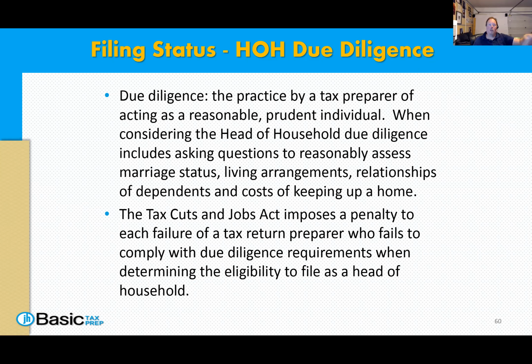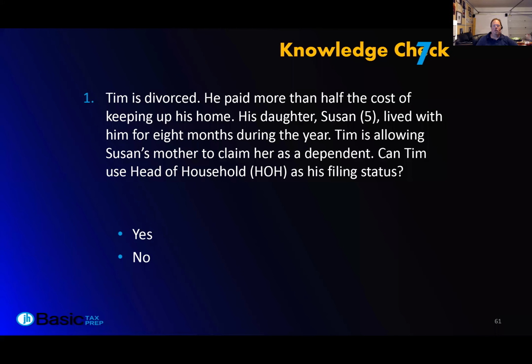So thank you, Pam. That is a very good suggestion. So I can use the same basic one for both of them. Like I said, I'm trying to make it as easy as possible for you guys. So Tom is divorced. He paid more than half the cost of keeping up his home. His daughter, Susan, 5, lived with him for 8 months during the year. Tim is allowing Susan's mother to claim her as a dependent. Can Tim use head of household as his filing status?